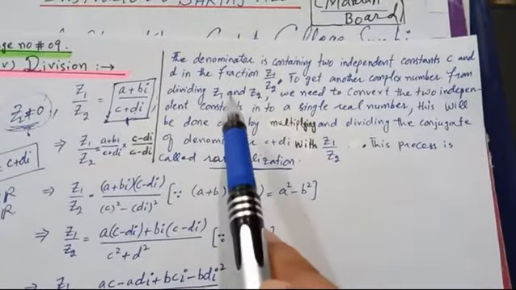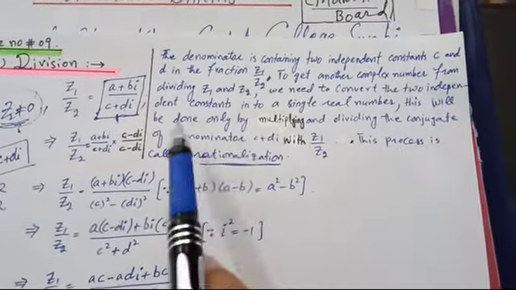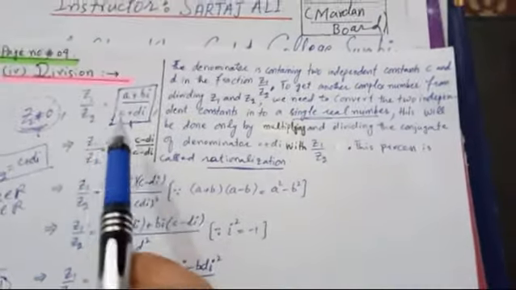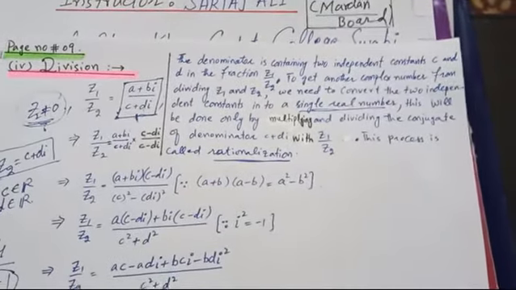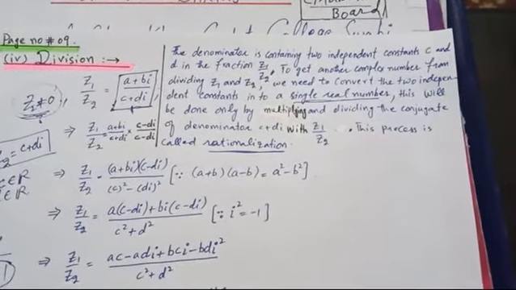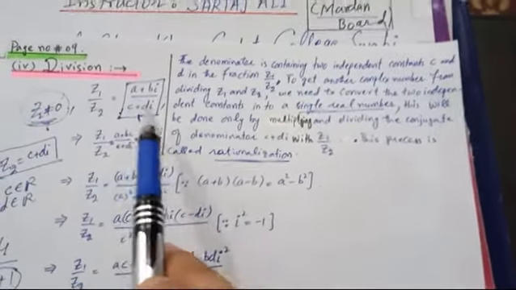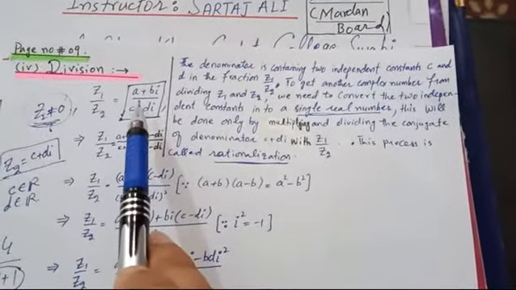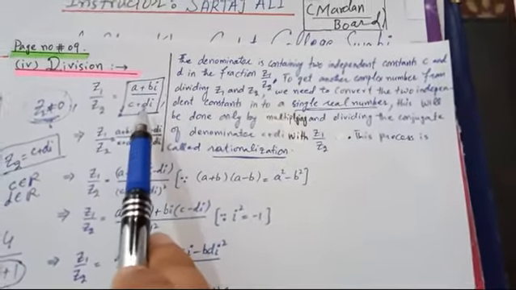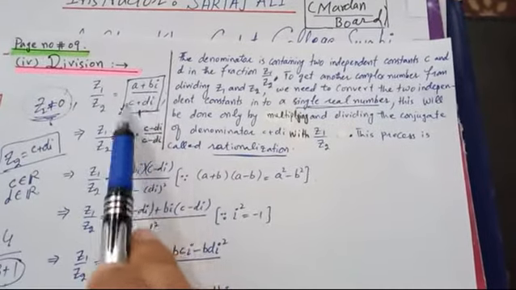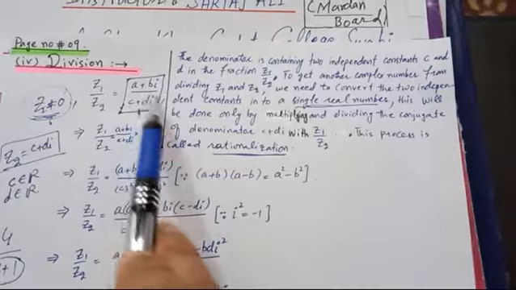So you see that to get another complex number from dividing z1 and z2, we need to convert the two independent constants into a single real number, which I already explained here. You need to convert this c and d into a single real number, because in this case c and d are both real, but d contains iota as a factor. So this whole is not a real number. This is a complex number in which both the real and imaginary parts are non-zero. So you clearly see that this thing cannot be converted into a single real number.